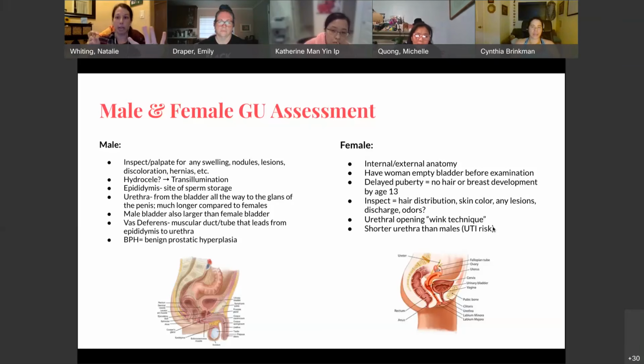And then there's the wink technique where you take the iodine swab and you go like this, and they say it looks like a wink. So I just want to put that in there to prepare you for Foley catheters, which are super fun, and hopefully you get to do one on a patient. I already said that females have that shorter urethra, which puts them at risk for a UTI.